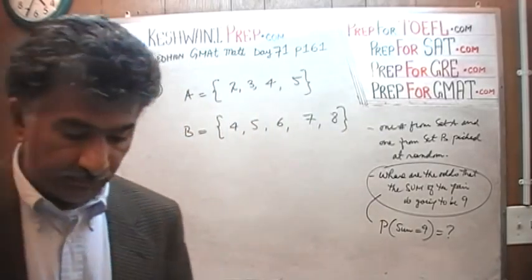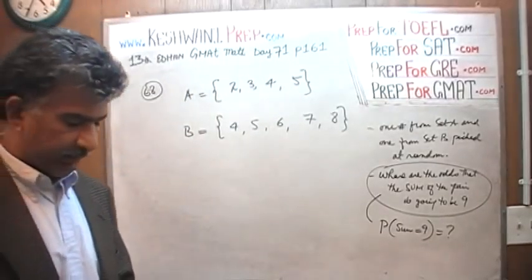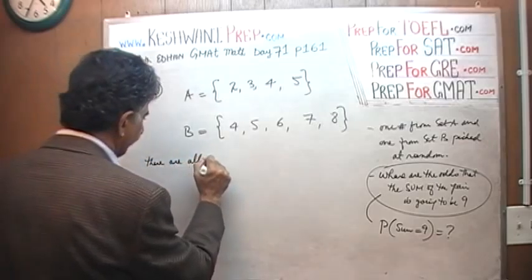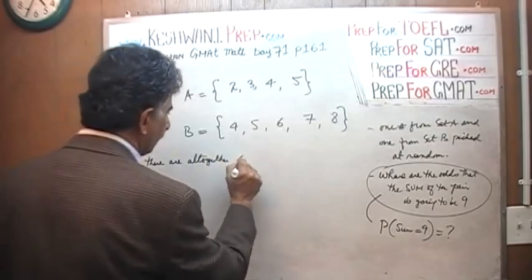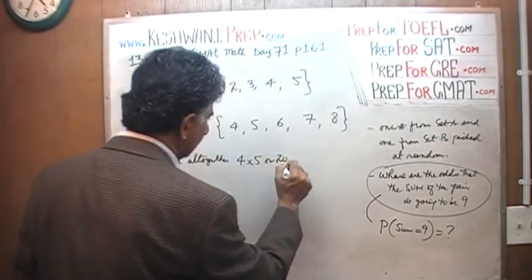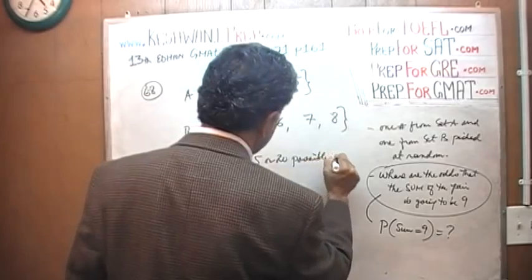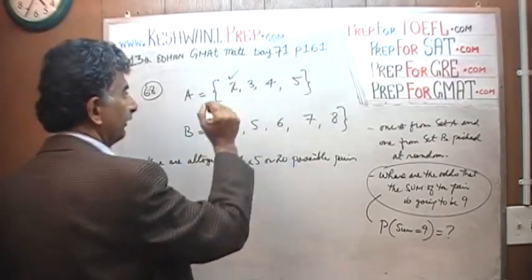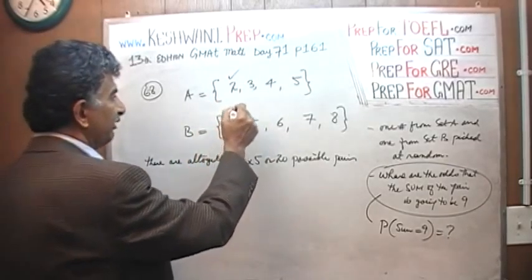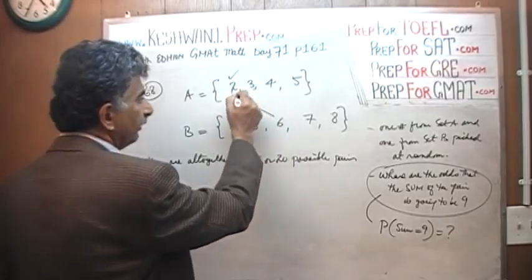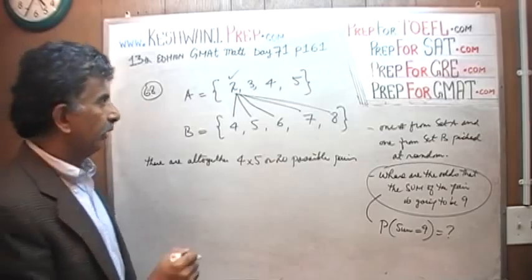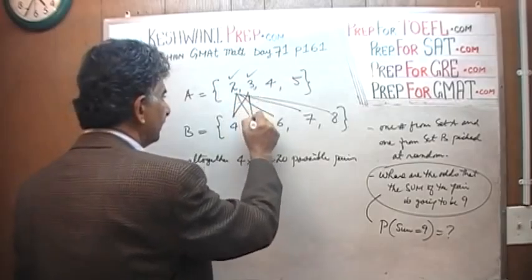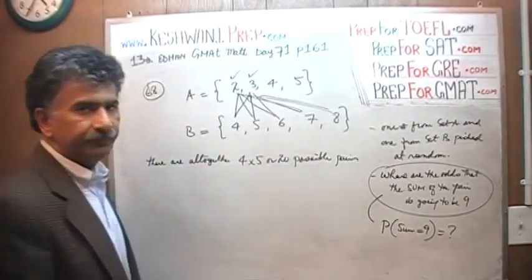The very first thing we have to figure out is how many possible pairs are there. There are altogether 4 times 5, or 20 possible pairs. Why 20? Because if you pick 2 first time around from this set, there are 5 pairs you can make: 2,4, 2,5, 2,6, 2,7, 2,8. If you pick 3 from the first set, there are 5 pairs you can make with 3: 3,4, 3,5, 3,6, 3,7, 3,8, and so on.